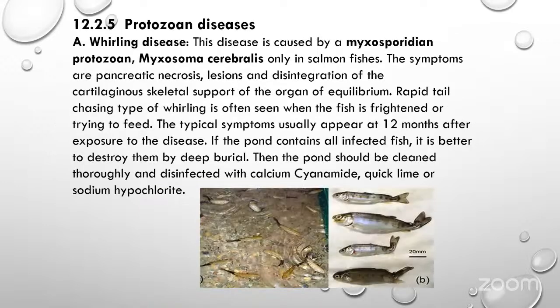So we discussed till now viral diseases and bacterial diseases. Now let us see protozoan diseases. The first one is whirling disease.